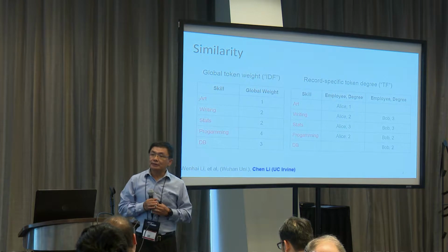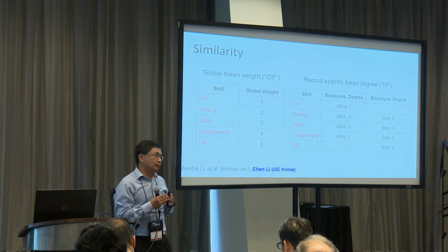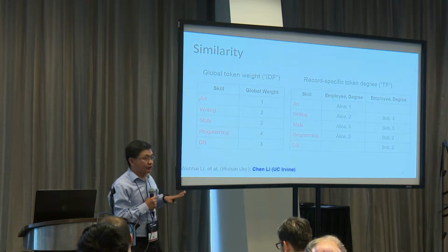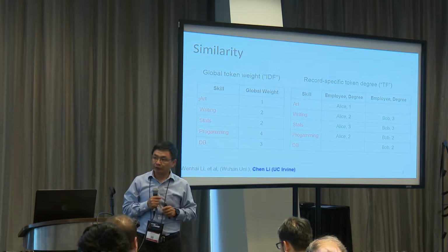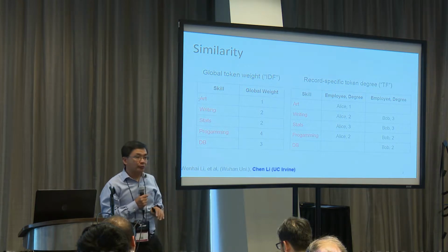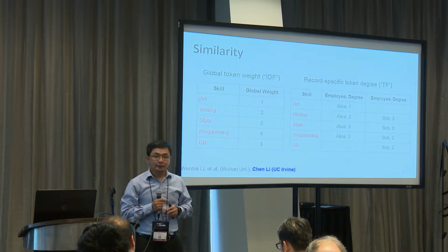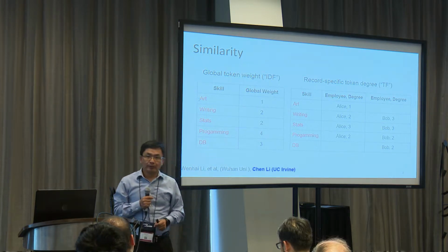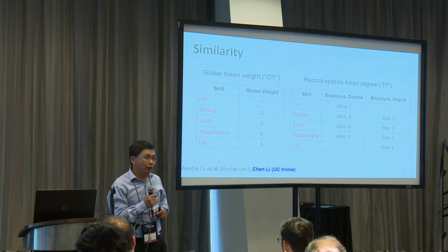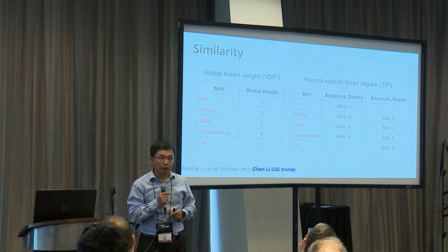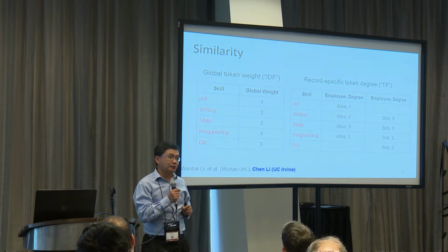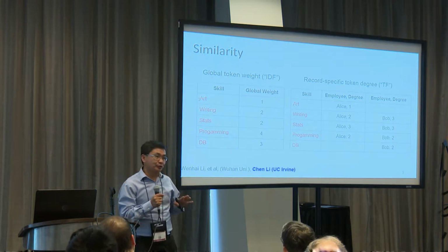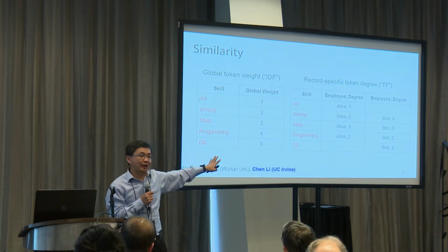So one natural question in this context is, in general, how do we quantify the similarity between two records? In our work, we consider a few factors in our similarity function. The first one is we assume every skill has a global weight. So here, R has a weight of 1, programming has a weight of 4. In addition, we also assume every skill and every employee record has a record-specific weight. Now, to be less confusing about these two notions of weights, we'll name the second one a degree.